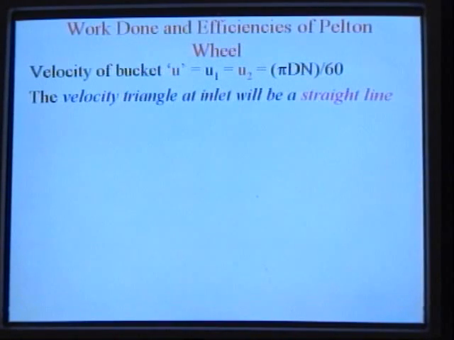The velocity triangle at inlet will be a straight line. So Vr1 is equal to V1 minus U1, which is equal to V1 minus U, where Vr1 is the relative velocity at inlet, and Vw1 is equal to V1. Vw1 is the velocity of whirl at inlet and V1 is the absolute velocity of jet.